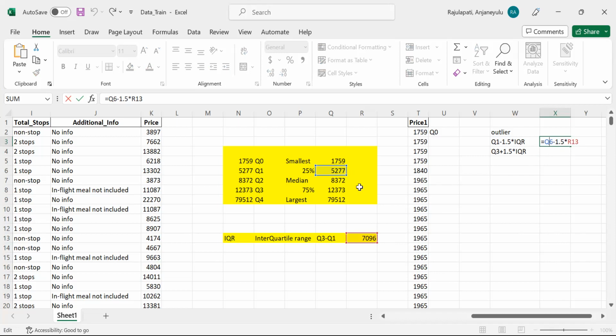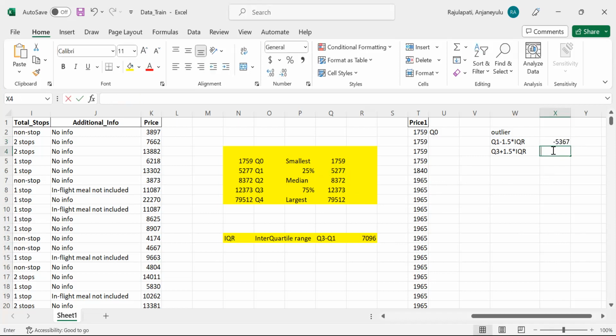Q1 is. And the next one is plus 1.5 into the IQR value, into IQR. See, observe carefully here.